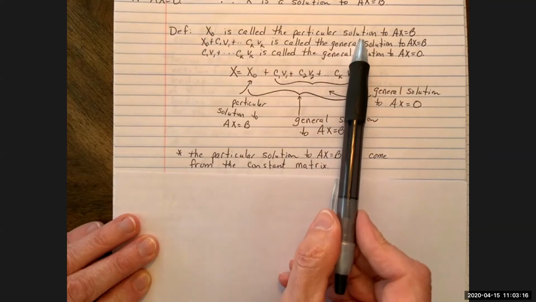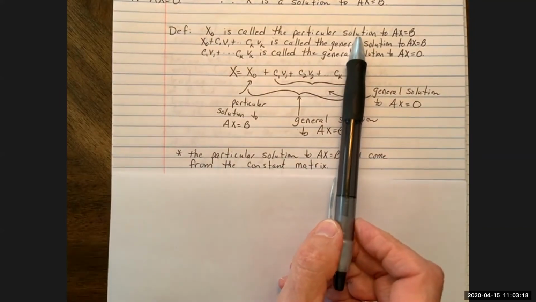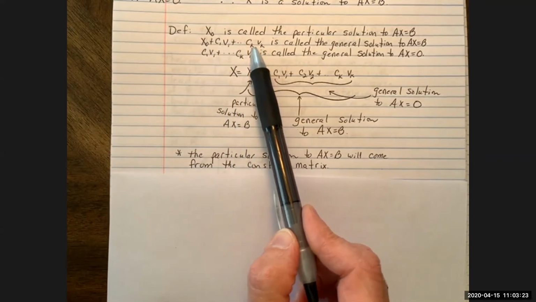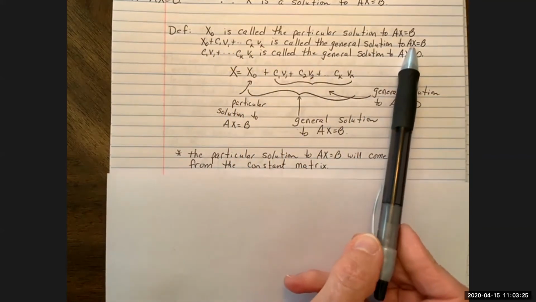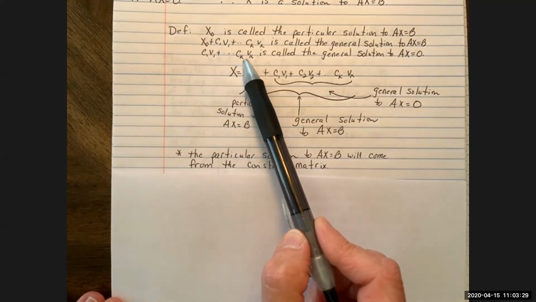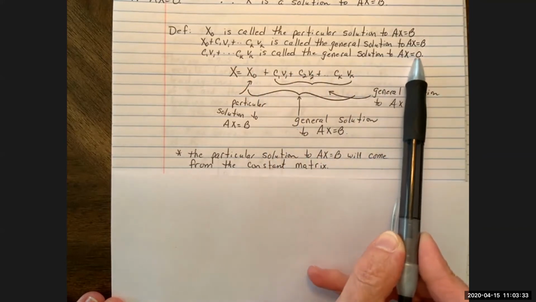x0 is called a particular solution to Ax equals b. The expression x0 plus that linear combination is called a general solution to Ax equals b, and just the linear combination of basis vectors v1 to vk is called the general solution to Ax equals 0.